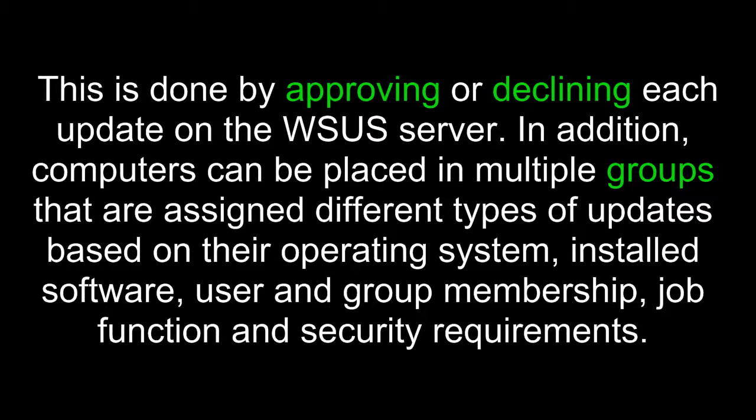This is done by approving or declining each update on the WSUS server. In addition, computers can be placed in multiple groups that are assigned different types of updates based on their operating system, installed software, user and group membership, job function, and security requirements.